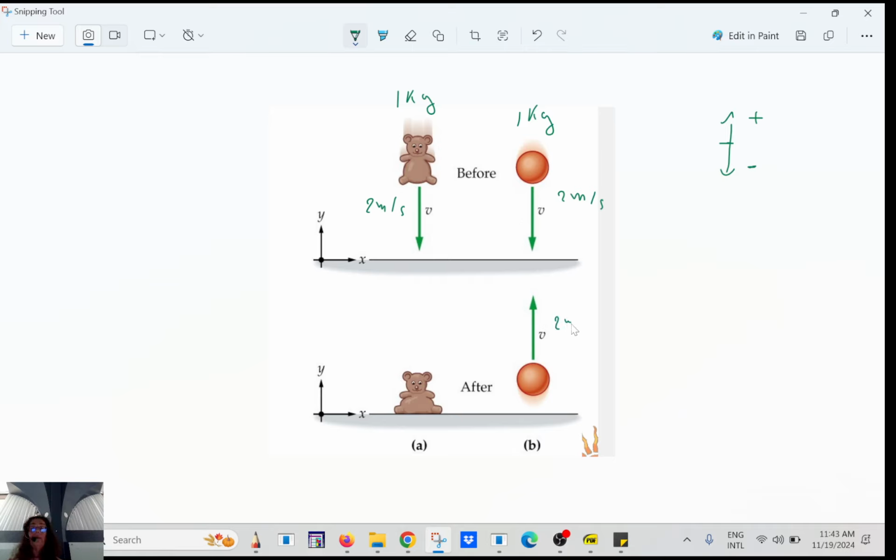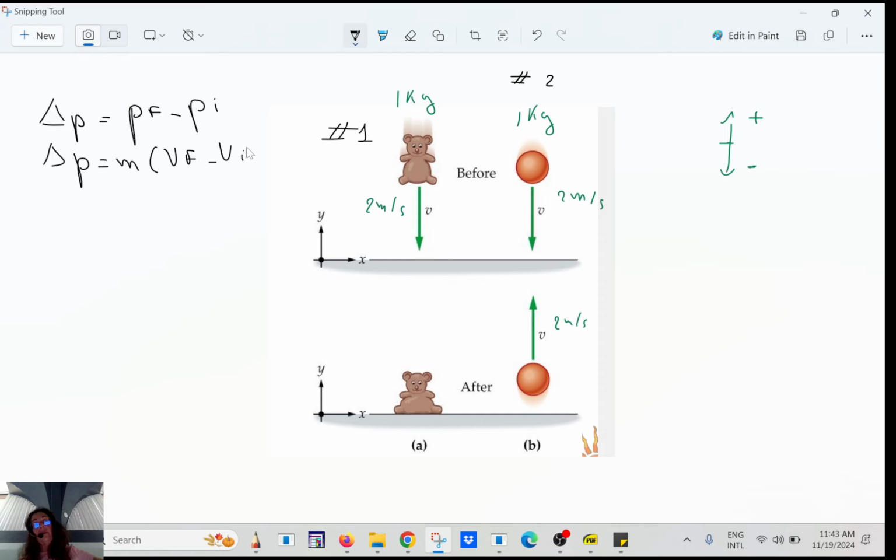So it's coming back here, magnitude is 2 meters per second. Find the change in momentum for the teddy bear and the change in momentum for the bouncing ball. Do it! Don't stare. So number 1 and number 2. What is the change in momentum? It's the final momentum minus the initial momentum, so the change in momentum is m times v final minus v initial. But be careful, velocity can be positive or negative because it's a vector.